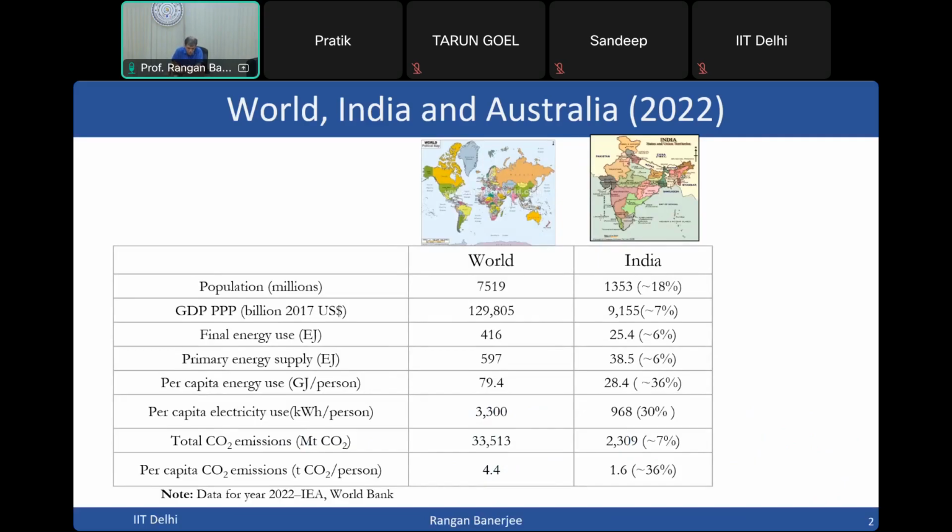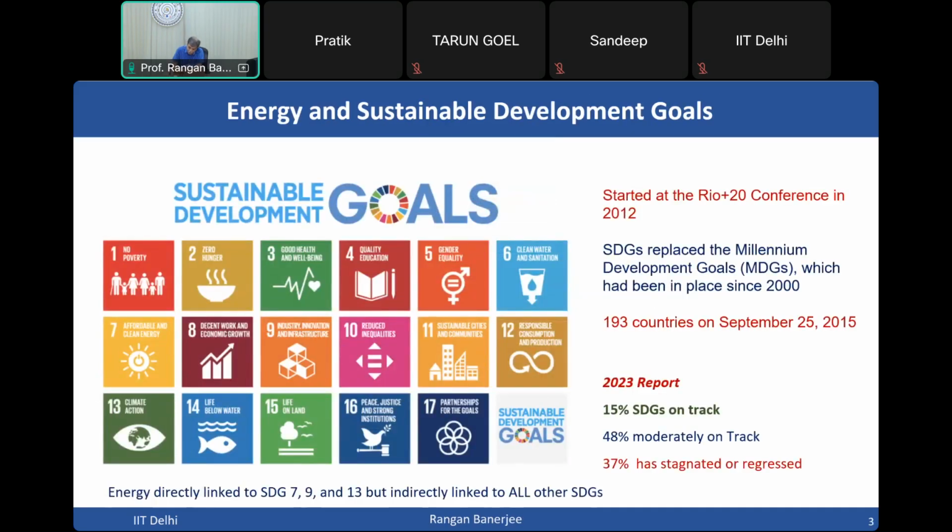As we had shown earlier, you have seen this world and India comparison, and you can see that the numbers currently have gone to almost 39 exajoules of primary energy, and the per capita electricity use going to about 1,000 kilowatt hours. Our total emissions annually are of the order of 2,300 million tons, which is about 7% of the world's total. So roughly the same order of magnitude in terms of percentages, but you can see the growth. And we're talking of 1.6 tons per capita for India as compared to the world average of 4.4 tons.